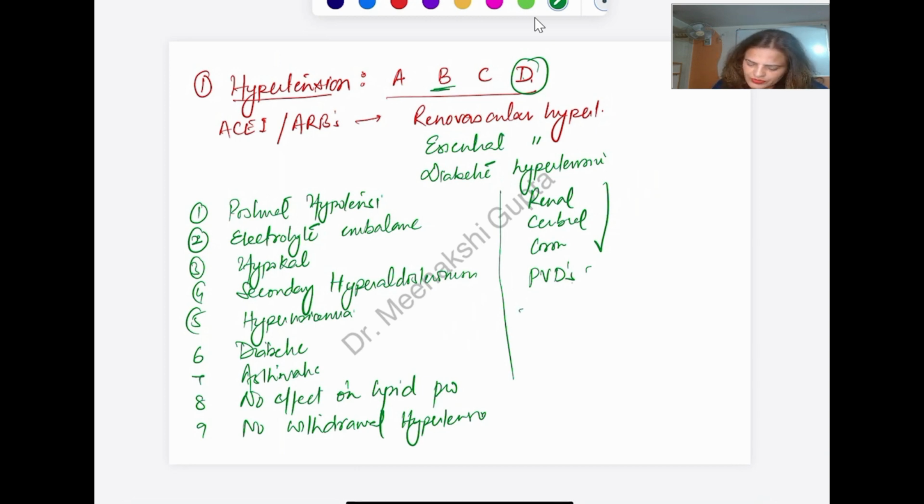It is also going to reduce the cardiac morbidity and mortality. So these are the advantages of this group of drug over the others. So we can use this group as an antihypertensive in all these situations. Okay.